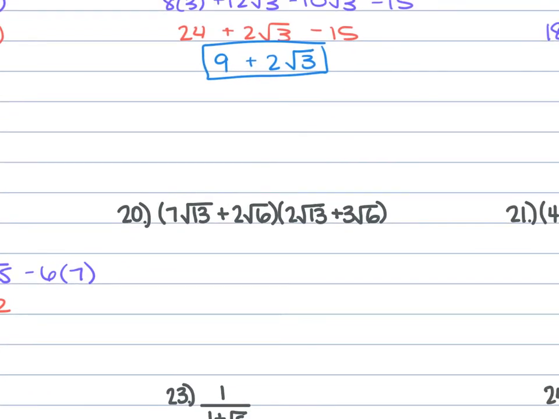For 20, we have 7 square root 13 plus 2 square root 6 times 2 square root 13 plus 3 square root 6. So we're going to FOIL. 7 times 2 is 14 times 13. 7 square root 13 times 3 square root 6 is going to be 21 square root 13 times 6, which is 78. 13 times 6: 6 times 3 is 18, carry the 1, so 78.